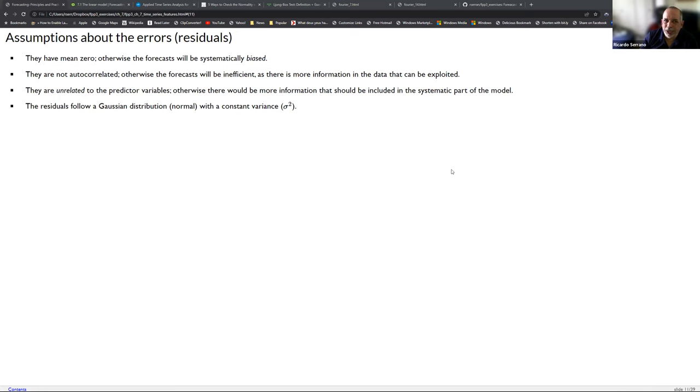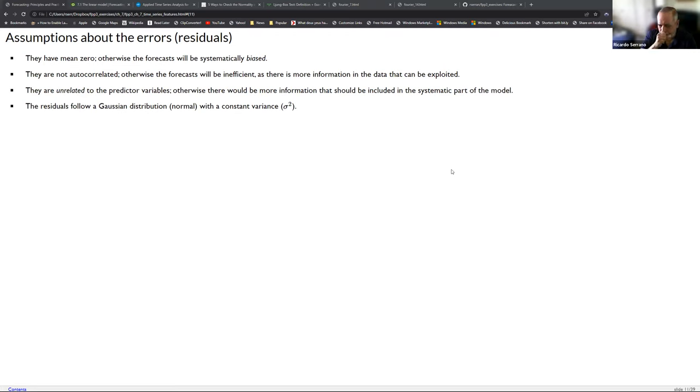And they shouldn't be biased. In other words, they shouldn't go in a certain direction or another direction. They have to behave randomly. The residuals are not autocorrelated. The observations can be autocorrelated, but the residuals should not be. They should be unrelated to other predictors. And there are some plots we can do to see the residuals versus each of the predictors and see if there's a pattern or not.